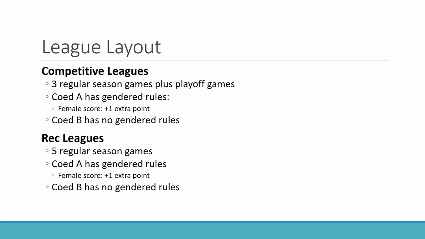Here at OU, we have a couple of different league layouts. In every league and sport, we will offer Co-Ed A, Co-Ed B, men's and women's leagues. Within these different variations, we offer competitive leagues and recreation leagues. Competitive leagues have 3 regular season games and a playoff afterwards. In recreational leagues, you just have 5 regular season games and no playoffs.